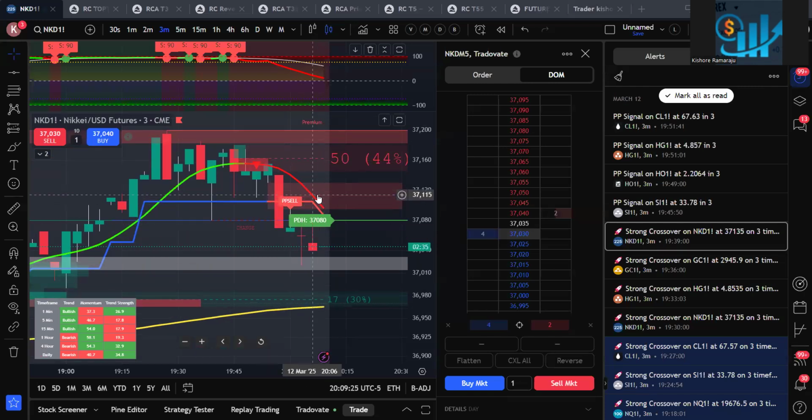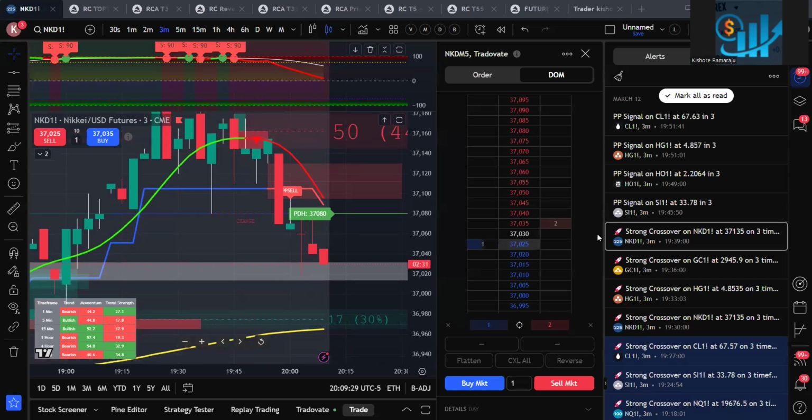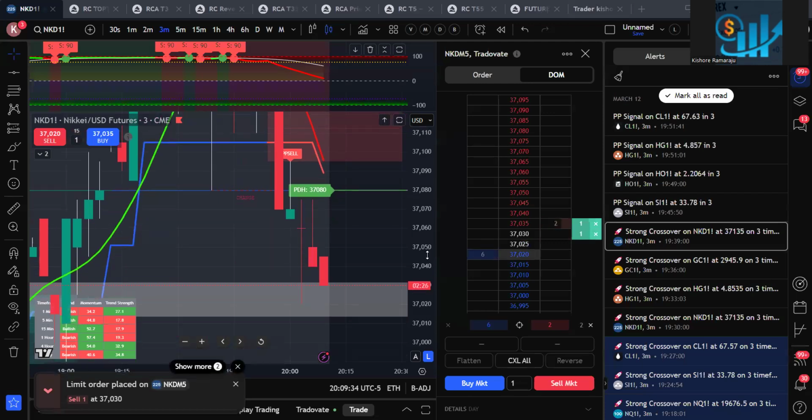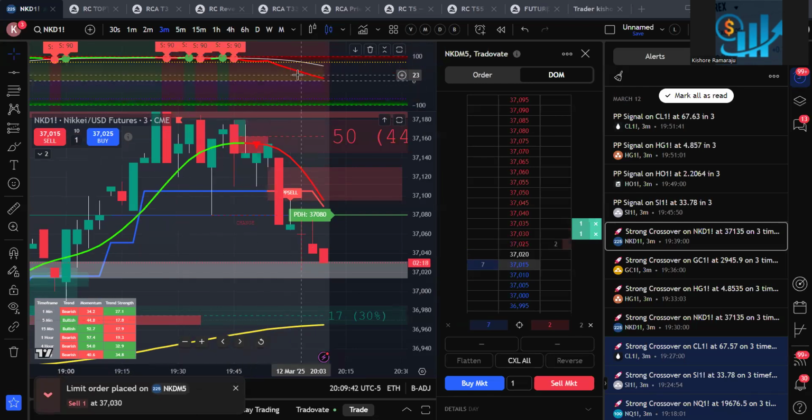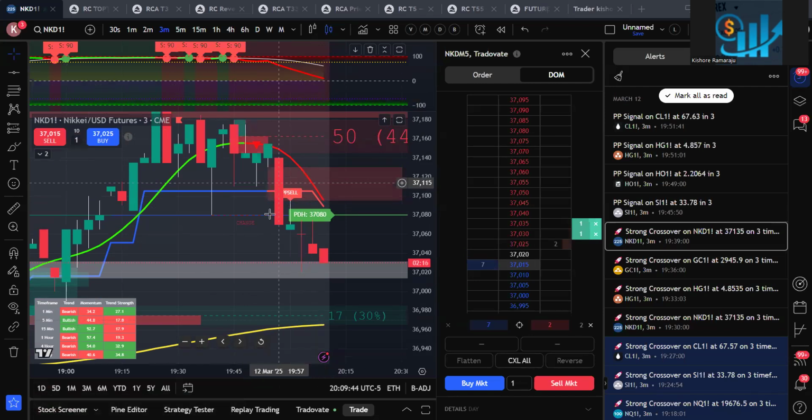If we get a pullback, we can take a shot on NKD because it is also looking very bearish. Your table is looking bearish. This is looking bearish. Here it is looking bearish. We got a price pulse sell. So if it tries to go up, I immediately have my sell orders.